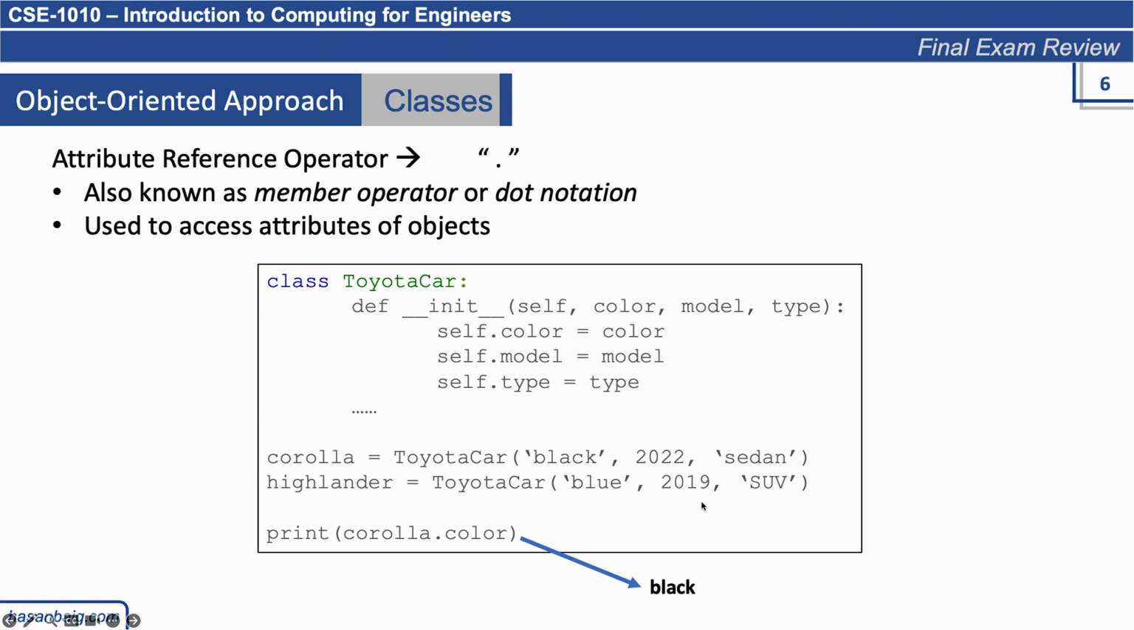Okay, so you need to understand. You might be given a simple piece of code, and you might be asked what a certain instruction would print as the output.